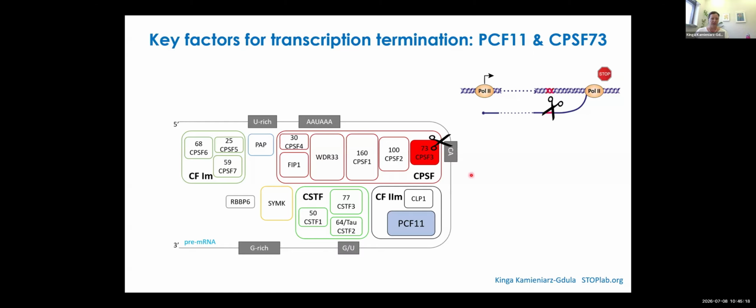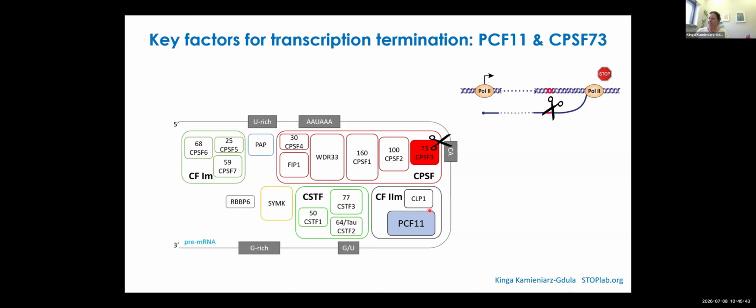It needs this huge complex to help with specificity and not just cleave all the RNAs that are around in the nucleus. So this is like a key endonuclease, but this cleavage event is also really important for termination. Without it, we see huge delays in termination.